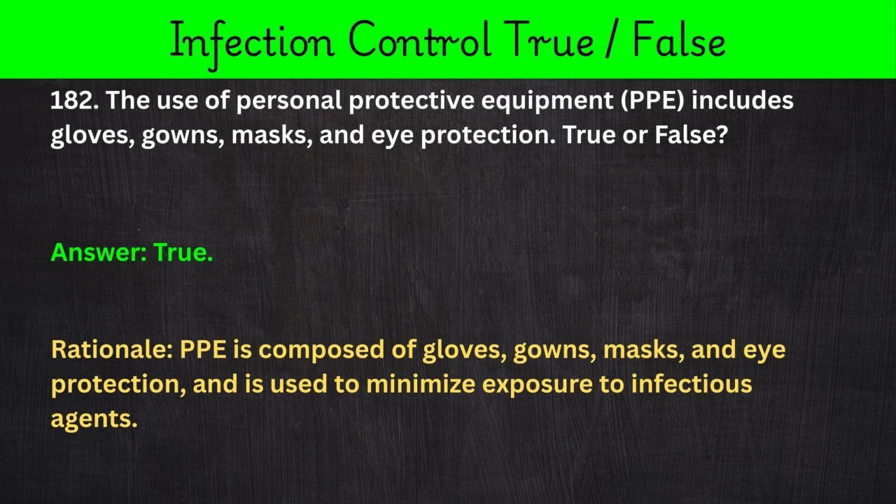182. The use of personal protective equipment, PPE, includes gloves, gowns, masks, and eye protection. True or false? Answer: true. Rationale: PPE is composed of gloves, gowns, masks, and eye protection, and is used to minimize exposure to infectious agents.